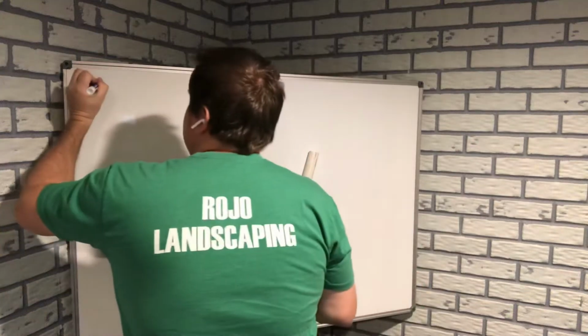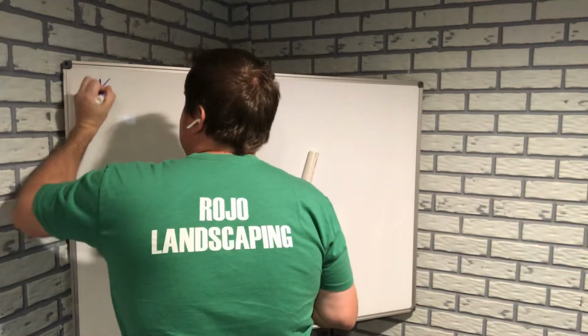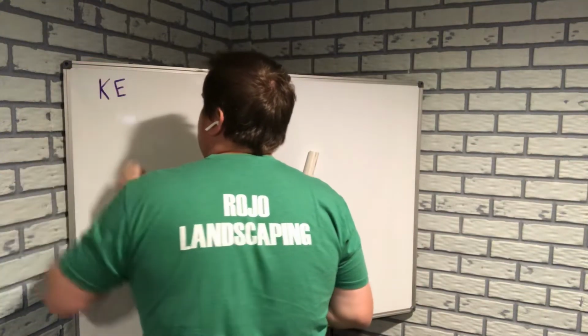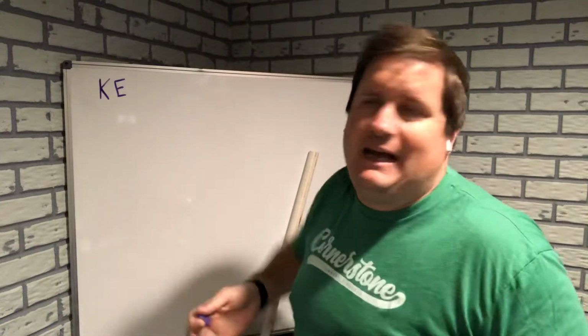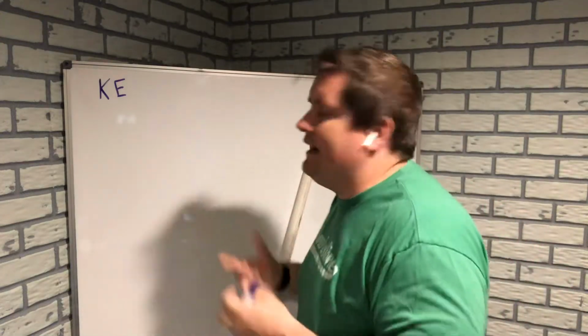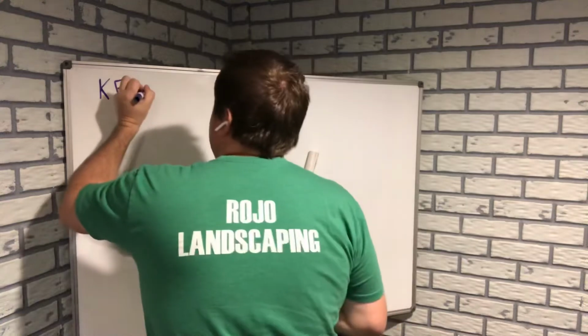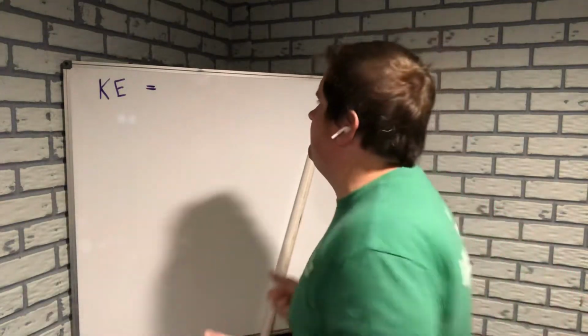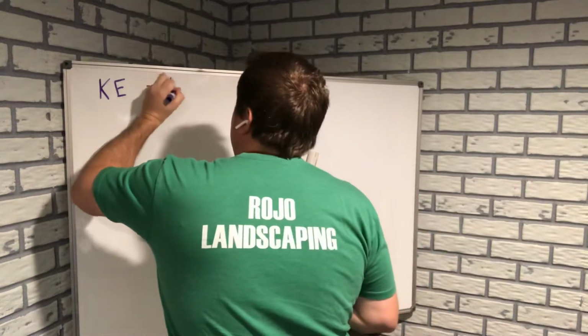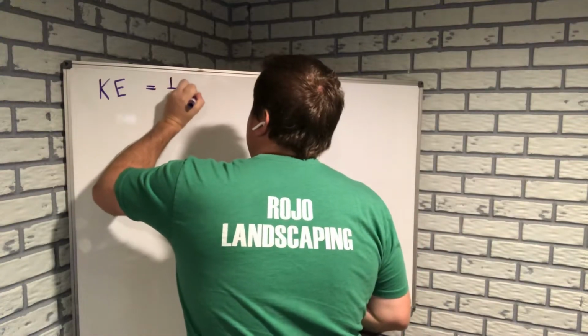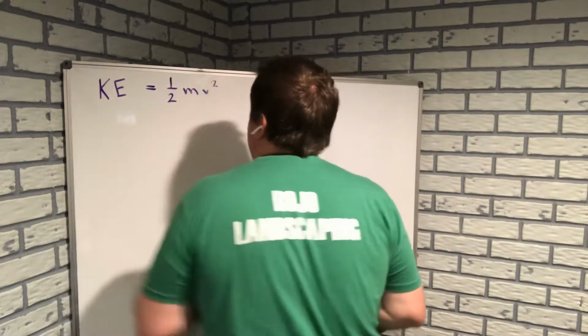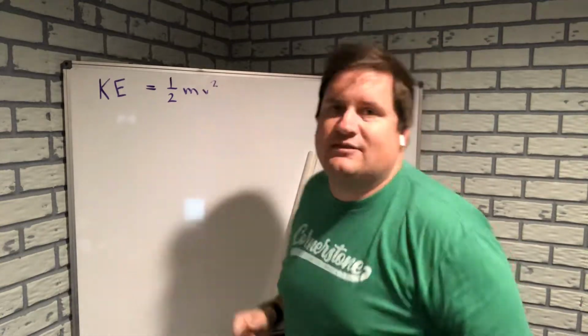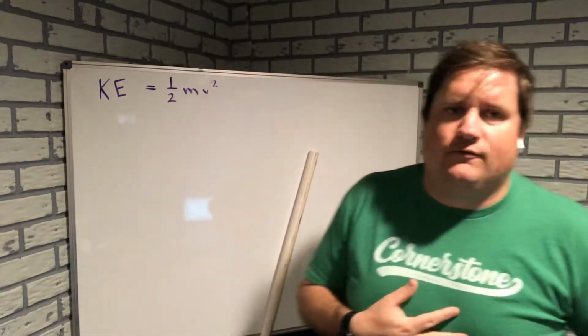We have kinetic energy, and I tend to use the symbol just KE. All right, you might see E sub K in a textbook or online, same thing. But KE, kinetic energy, is the energy an object has due to its motion or its movement. And the formula for that is 1/2 mv squared, right? 1/2 the mass times the velocity squared. And that's your formula for kinetic energy.